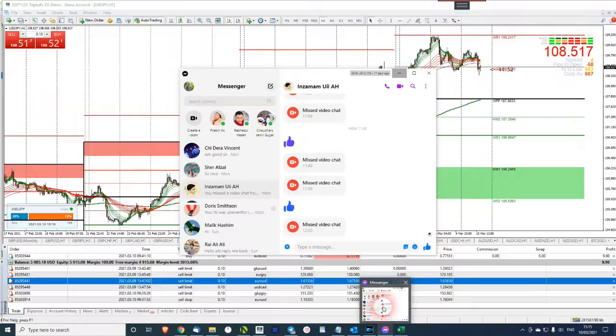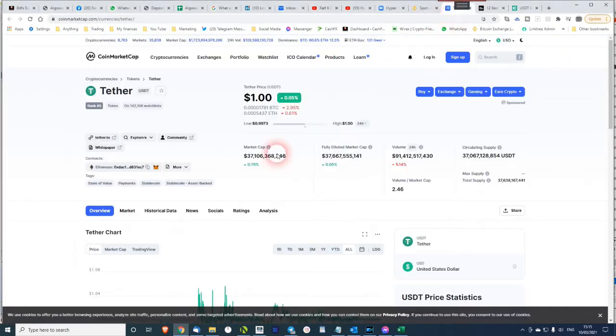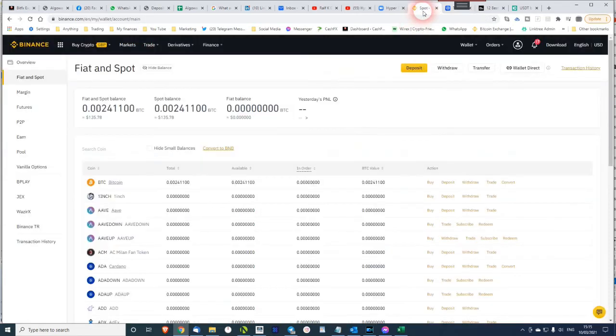Right, I need to send cryptocurrency to my Hyperfund wallet. Now I need to send the cryptocurrency in USDT. USDT is a very popular crypto coin. In fact, it's ranked 5th in popularity. However, in my Binance wallet, I only have Bitcoin.